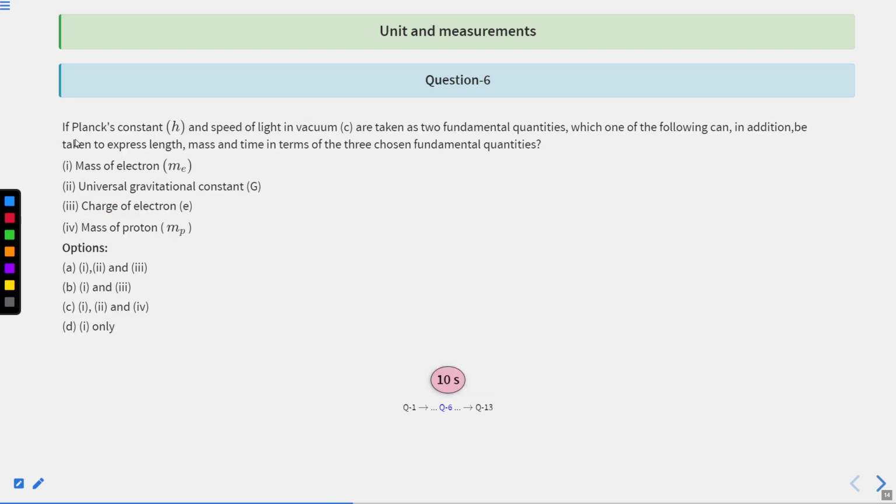Question 6. If Planck's constant h and speed of light in vacuum c are taken as two fundamental quantities, which one of the following can, in addition, be taken to express length, mass, and time in terms of the three chosen fundamental quantities? Mass of electron, universal gravitational constant, charge of electron, mass of proton. Clear? Which one is correct? You have 10 seconds to solve this question. After that, we will provide the solution.